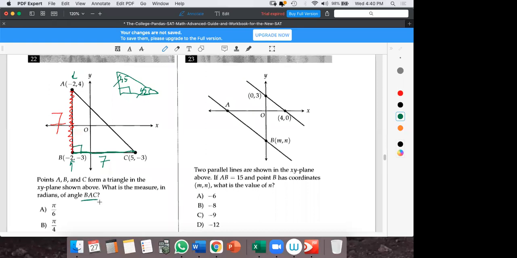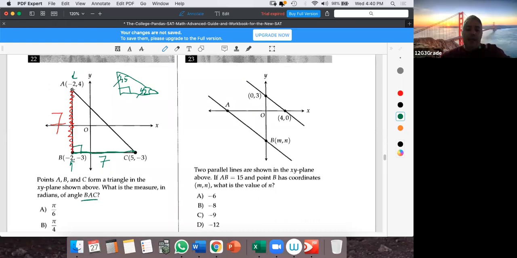The question is BAC, which is here. So we just calculated 45 degrees. How can we convert 45 degrees to radians? The rule is this: 45 degrees times pi divided by 180, which will be pi over 4. So the result is pi over 4. That's it. Is this clear?